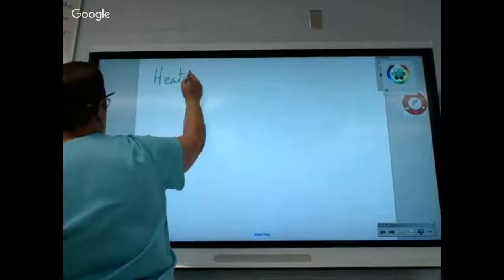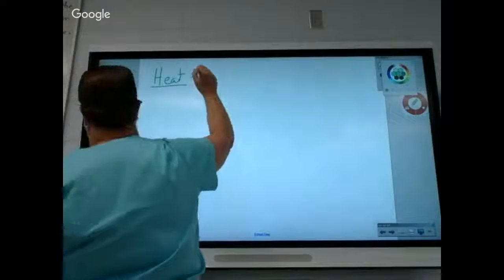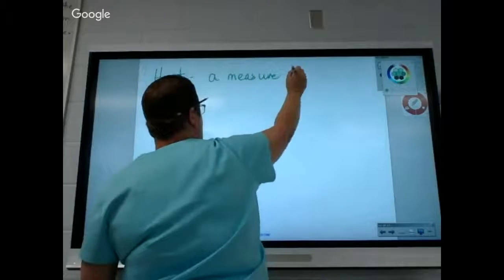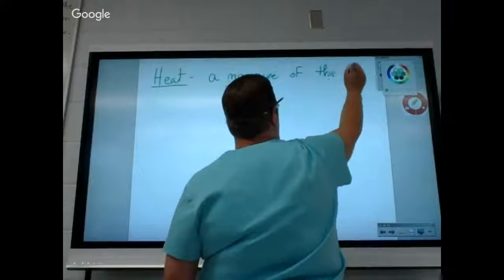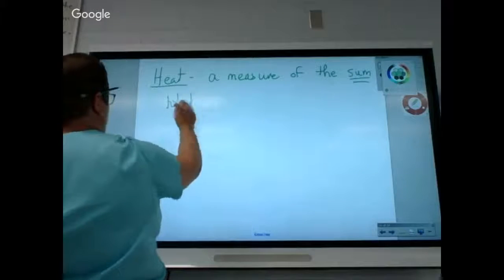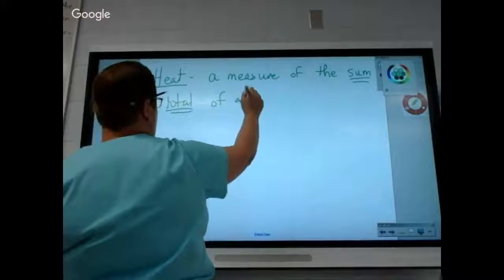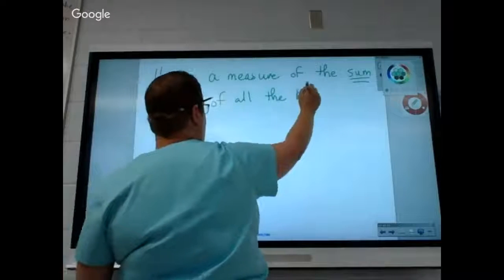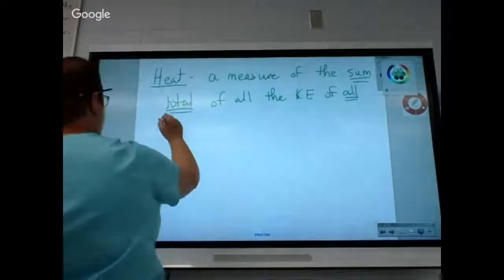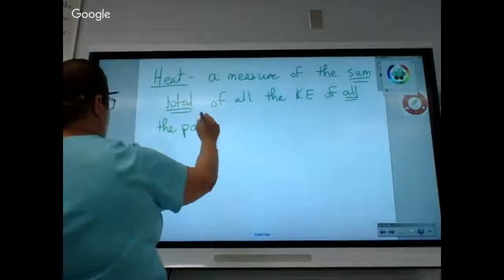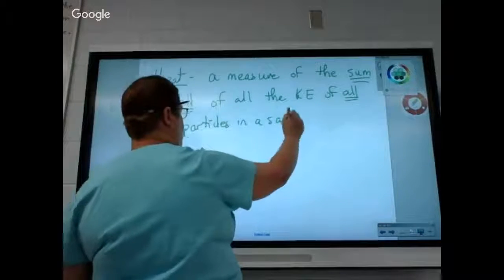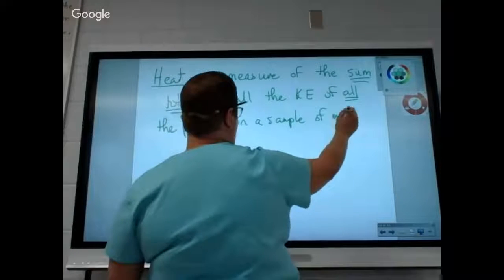Now, heat is the new concept. They might have taught it in middle school. I teach it in physical science. Heat is a measure of the sum total of all the kinetic energy of all the particles in a sample of matter.